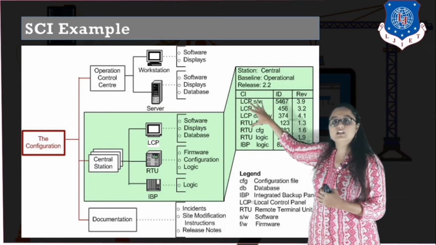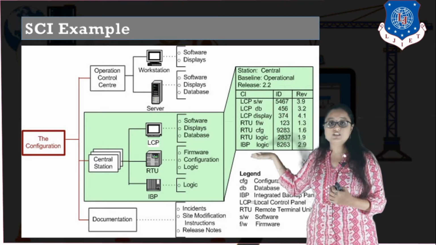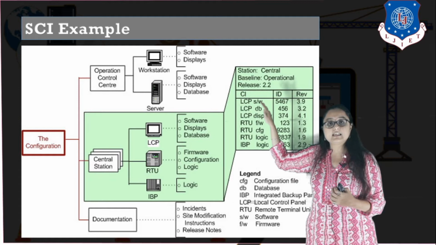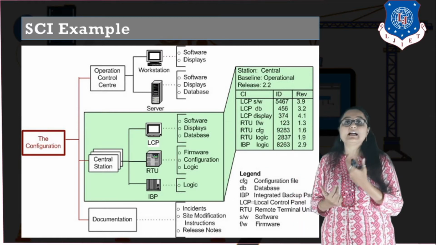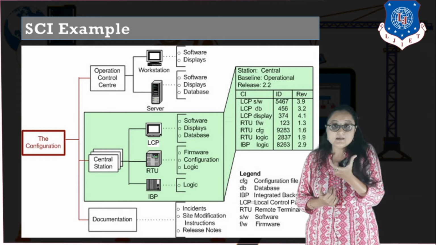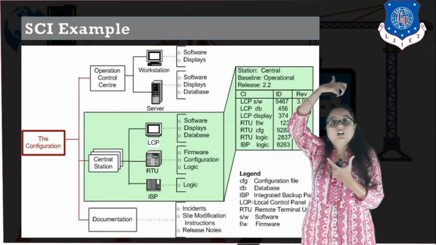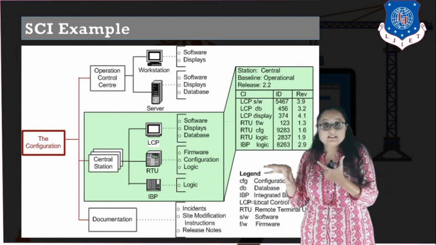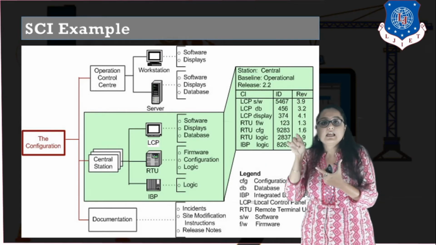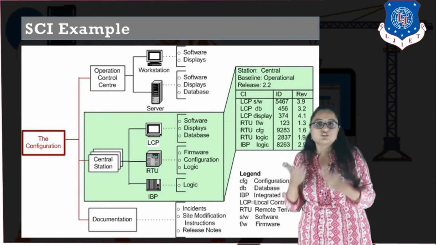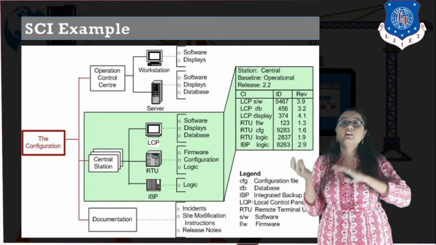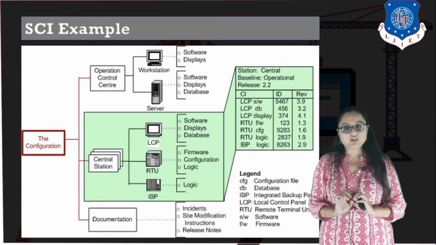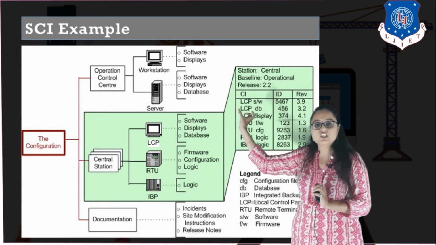And you can see over here, this is a table. The first column is configuration item. So if you are taking one configuration item from LCP, that is local control panel, say the software from the local control panel, the unique identification I am giving is LCP, that is the main panel from which I am taking this configuration item. And what is the actual item? That is software. So LCP software is uniquely identifying the software of the local control panel, right? So that is a unique name for this configuration item.